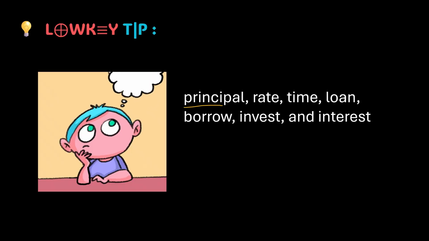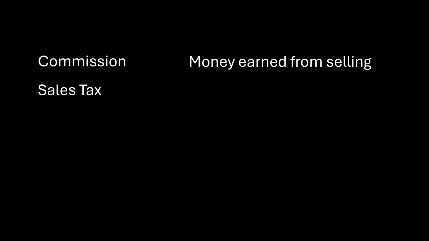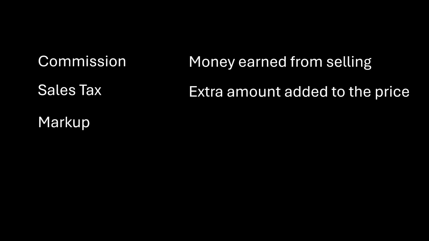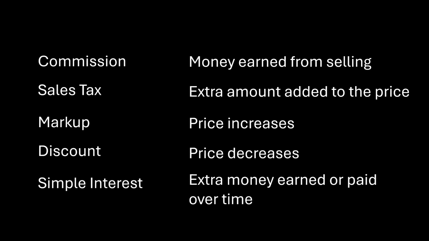Whenever you encounter the words principal, rate, time, loan, borrow, invest, and interest, immediately think of the formula I equals P times R times T. This will help you recognize simple interest problems more quickly. Before we end, let's review all 5 percentage applications. Commission, money earned from selling. Sales tax, extra amount added to the price. Markup, price increases. Discount, price decreases. Simple interest, extra money earned or paid over time.